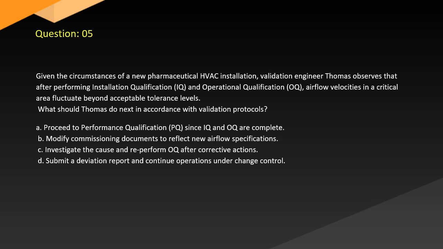A. Proceed to performance qualification (PQ) since IQ and OQ are complete. B. Modify commissioning documents to reflect new airflow specifications. C. Investigate the cause and re-perform OQ after corrective actions. D. Submit a deviation report and continue operations under change control.